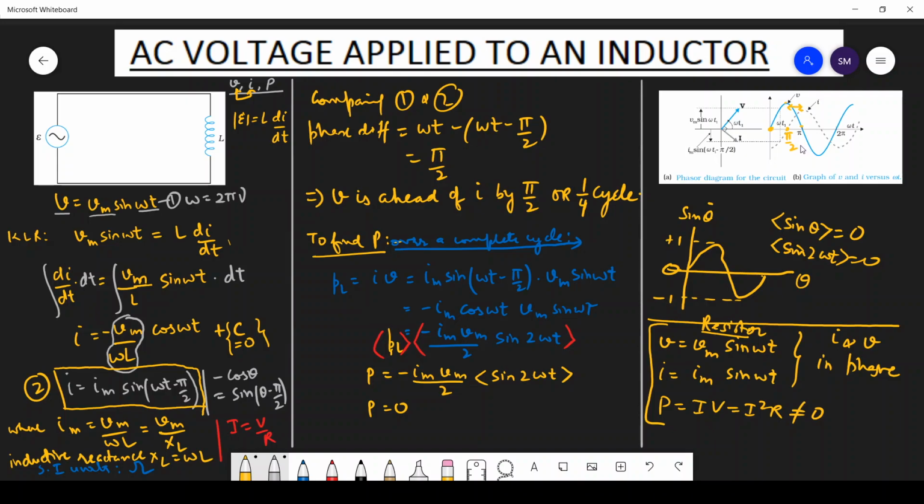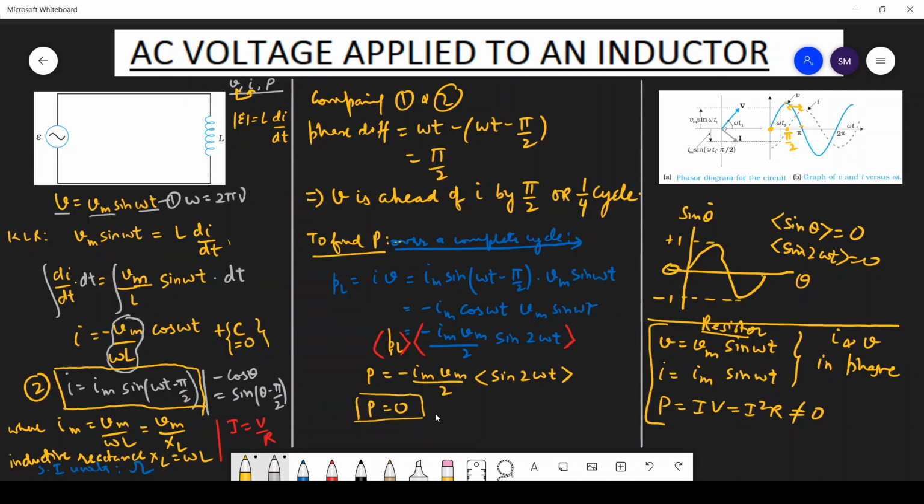This way power is absorbed and power is delivered. So energy is absorbed from the source and then energy is being returned back to the source by the inductor. So that is why net power consumed is 0.